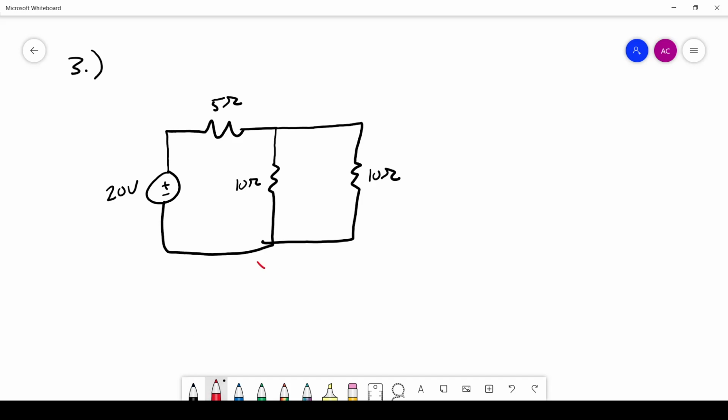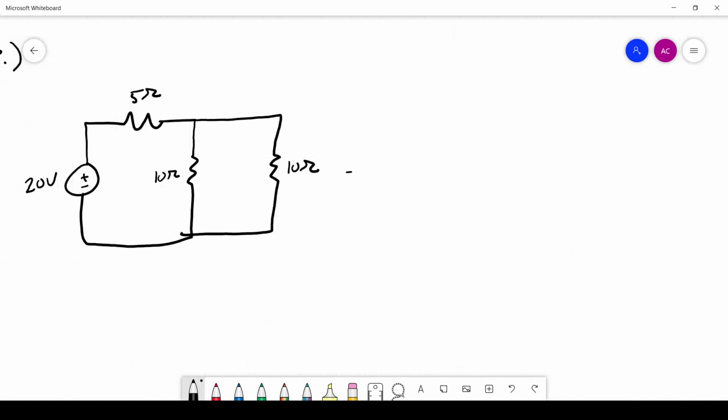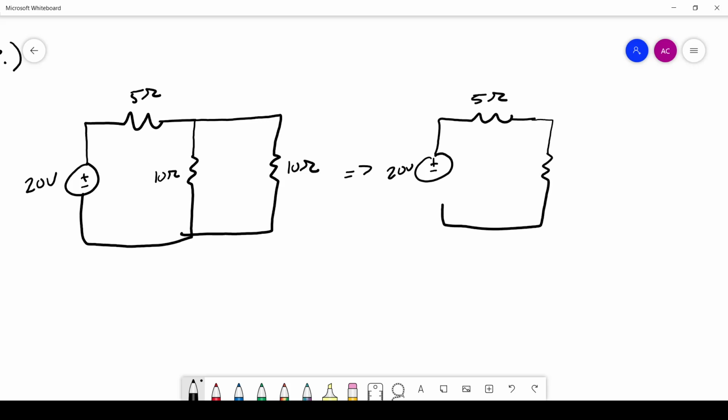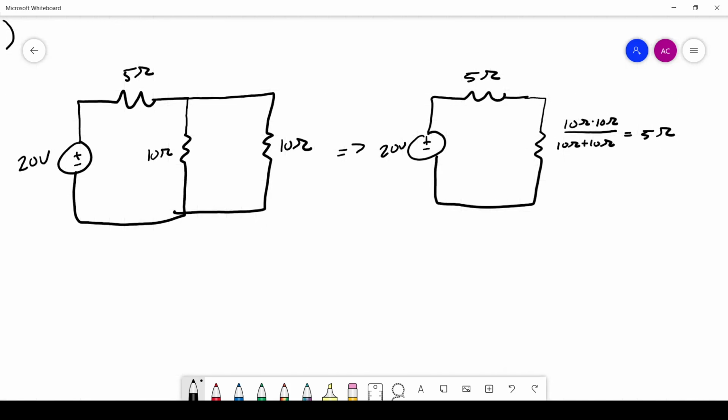The first thing that I see is that we have these 2 resistors in parallel. So we can take one step and turn this circuit into a 20 volt source, a 5 ohm resistor coming out of the source, and then an equivalent resistance for those 2 resistors in parallel. That equivalent resistance is 10 ohms times 10 ohms over 10 ohms plus 10 ohms, which gives you a resistance of 5 ohms. So now we have 5 ohms and 5 ohms.